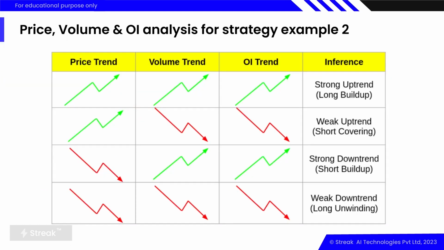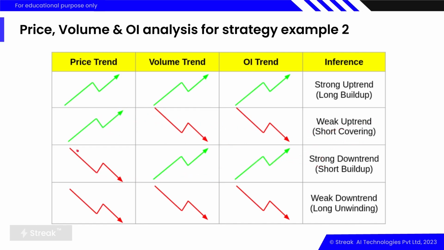So let us understand this theory before we move ahead, because for our second strategy example, we'll need this. Here I have simply explained how we can interpret price, volume and open interest if we are looking at all three things together. Okay, so if price is in an uptrend, volume is in an uptrend and OI is also moving upwards, then we can infer that it's a strong uptrend or long buildup. Same way, if there is uptrend in the price but volume is going down, OI is going down, that means the uptrend is weak or it is caused due to short covering.